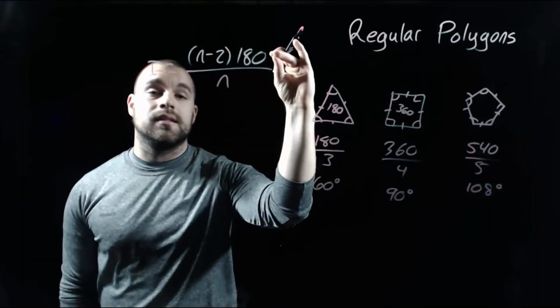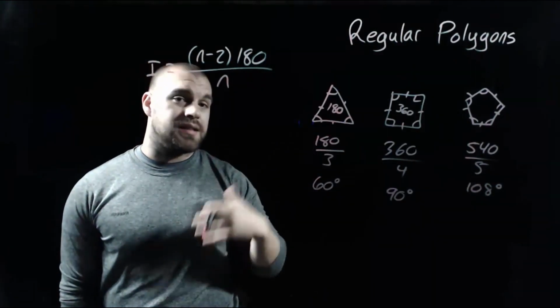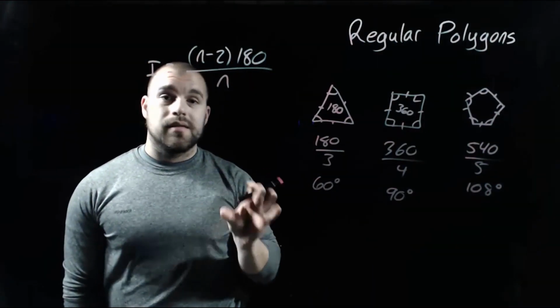We take the sum of the interior angles, n minus 2 times 180, and we divide it by the number of sides, n. That's going to be it for this video.